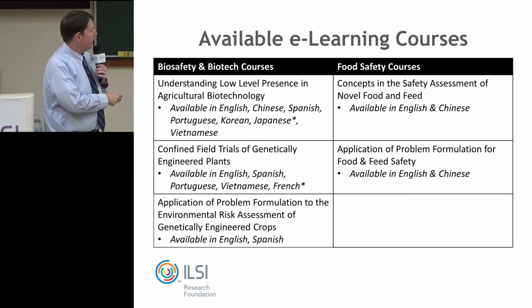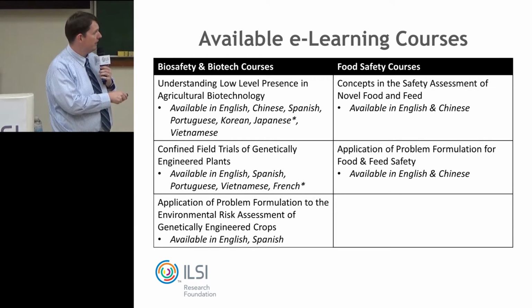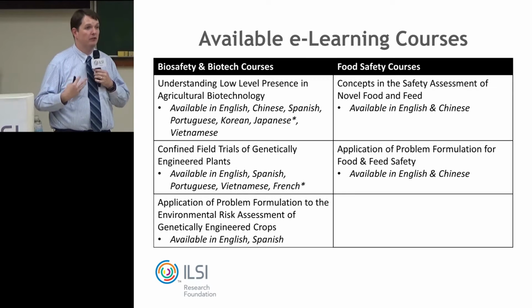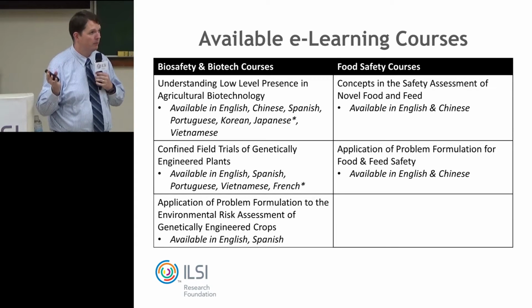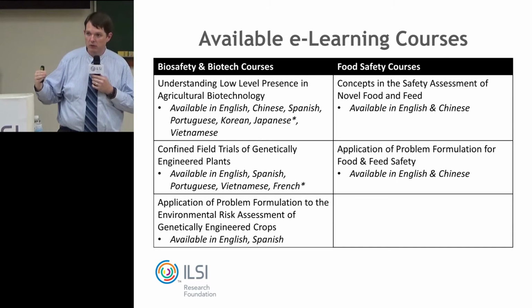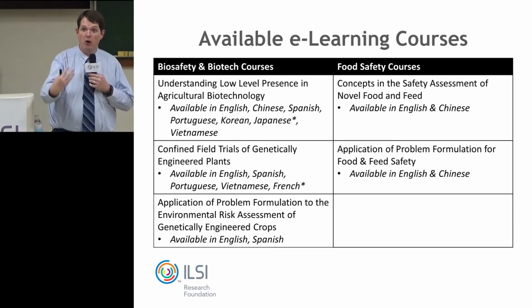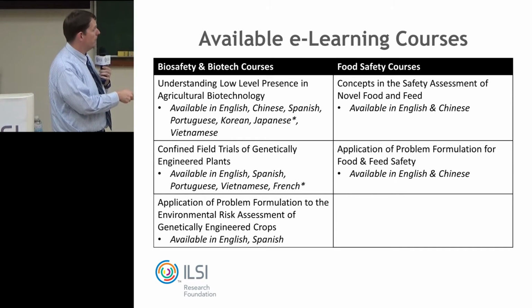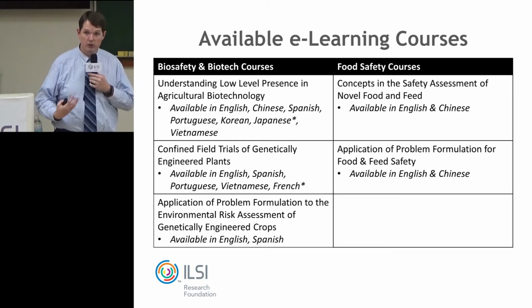Application of problem formulation to environmental risk assessment, and we also have one on application of problem formulation for food and feed safety assessment. Problem formulation is a term of art, but it's analogous to a scoping exercise, and it refers to the process of identifying the types of information that you need in order to conduct an assessment. So it takes you through a series of questions. What do I need to know? What do I consider harmful? And how do I put that together in order to define what an environmental risk assessment or a food safety assessment looks like? These are very nice courses for people who are new to biotechnology assessment.